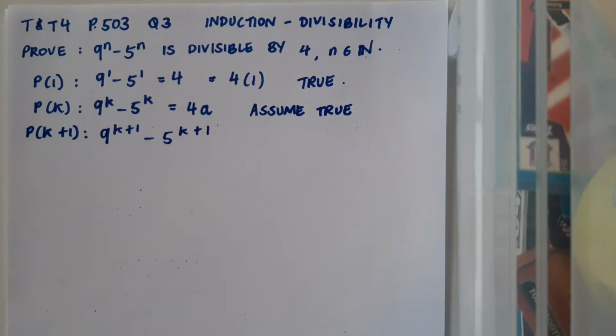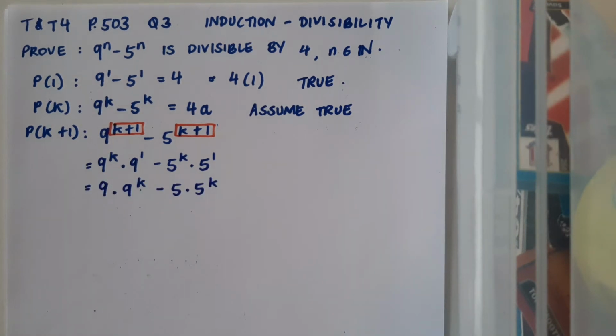I'm just substituting in k plus 1 here for my n's. And the key is going to be to rewrite this statement by splitting up each term because of the addition in the exponent, which leads me to 9 to the k times 9 to the 1 minus 5 to the k times 5 to the 1.